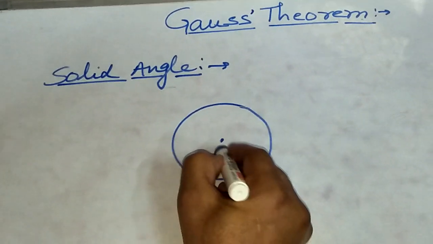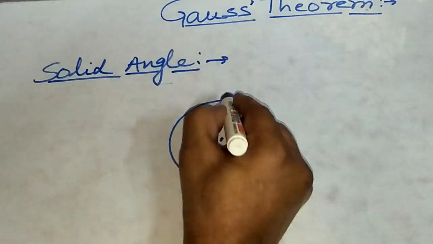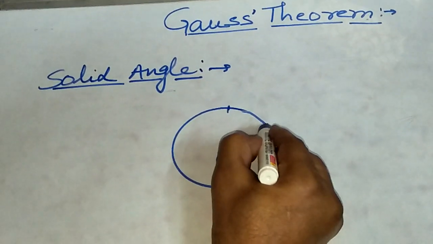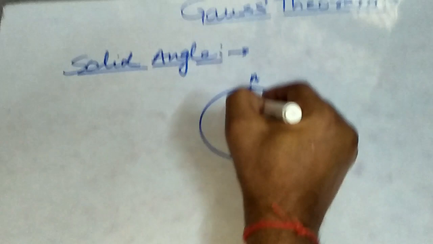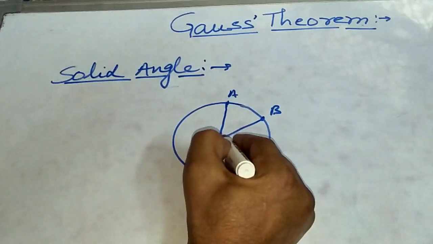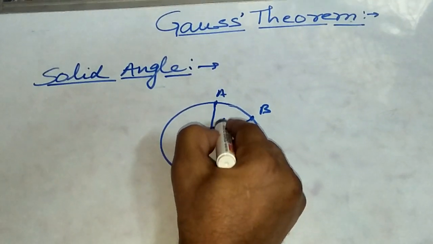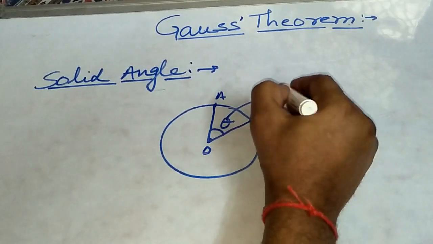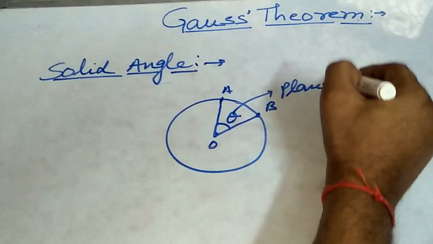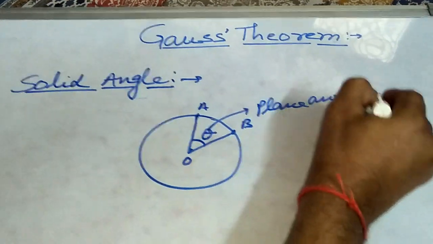and suppose O is the center of the circle, and when you take any segment of this circle, suppose that segment is AB, so the angle subtended by this segment AB at the center is suppose theta. So this angle theta is called the plane angle.